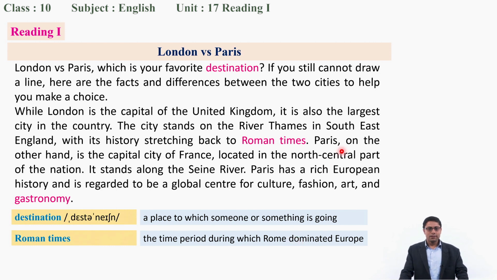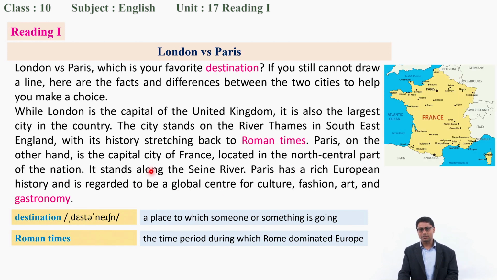Okay. Similarly, let's look at Paris. Paris, on the other hand, is the capital city of France. We already discussed this one, and it is located in the north central part of the nation. So Paris is located in the north central part of the country. See this part. This is where Paris is located in France. So it stands along the Seine River. In the video, you saw a river. So that's the Seine River.